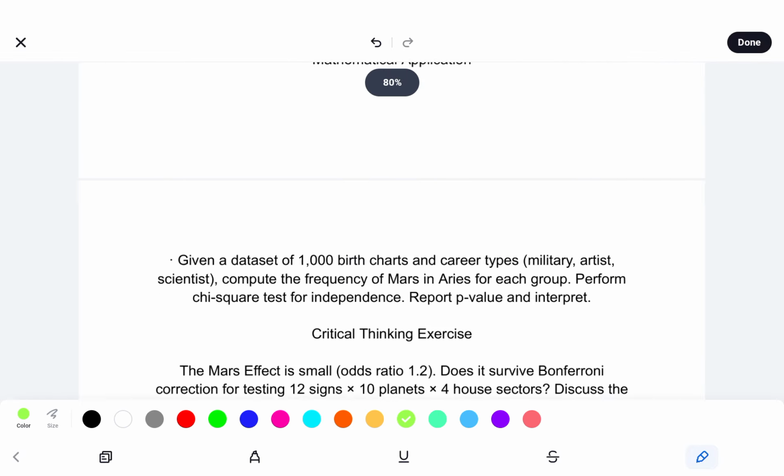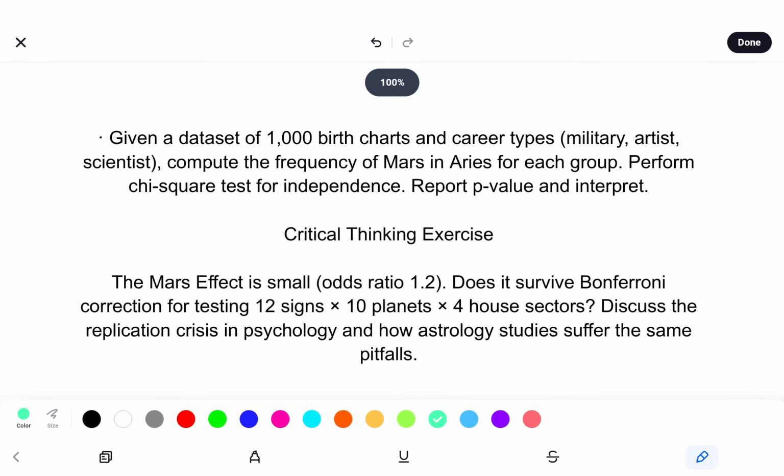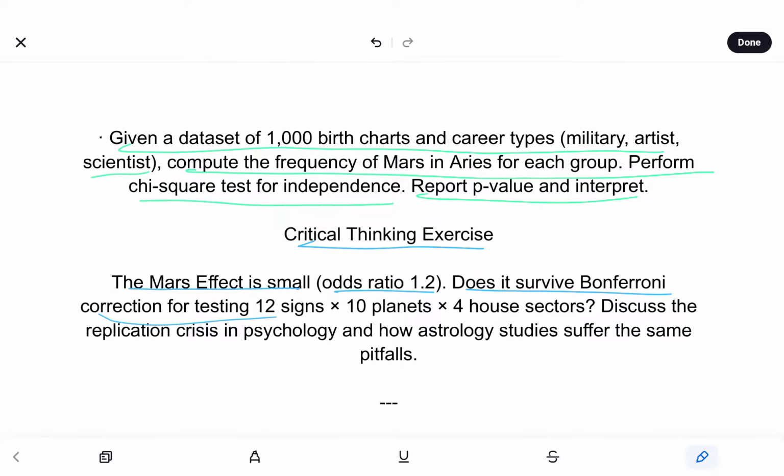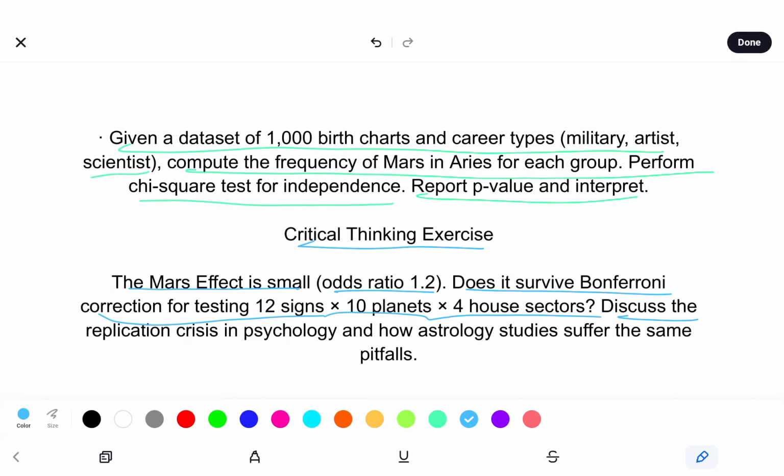All right, our mathematical application here. Given a data set of 1,000 birth charts and career types, military, artists, scientists, compute the frequency of Mars in Aries for each group. Perform chi-square tests for independence, report the p-value, and interpret. And we have our CTE. The Mars effect is small, odds ratio 1.2. Does it survive Bonferroni correction for testing 12 signs multiplied by 10 planets multiplied by 4 house sectors? Discuss the replication crisis in psychology and how astrology studies suffer the same pitfalls.